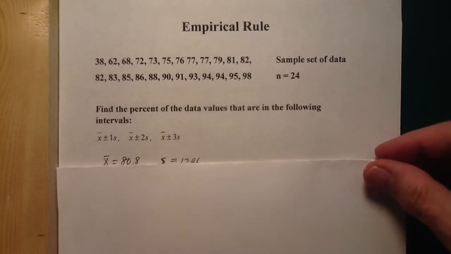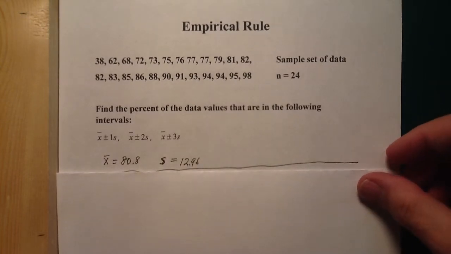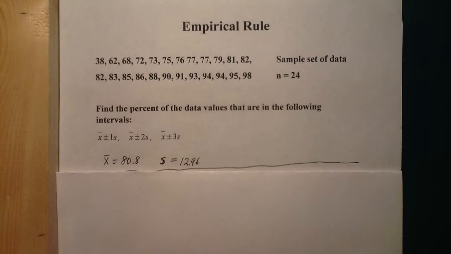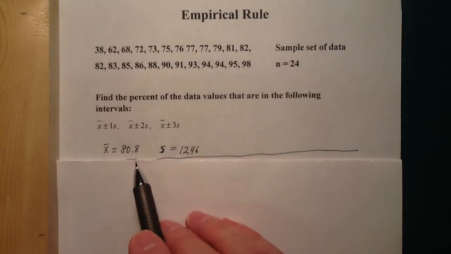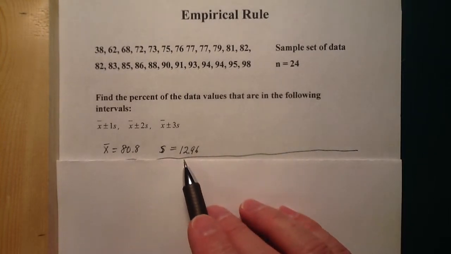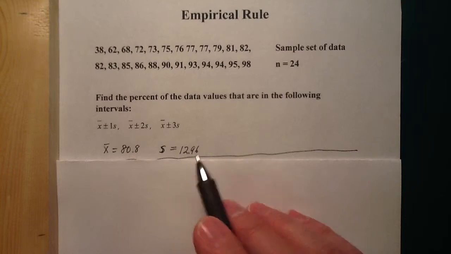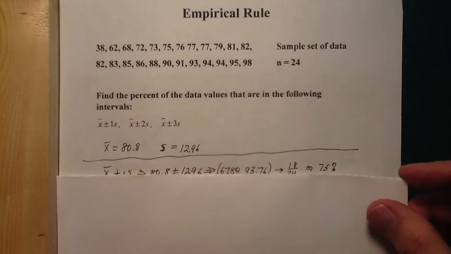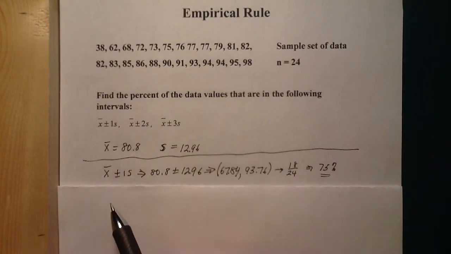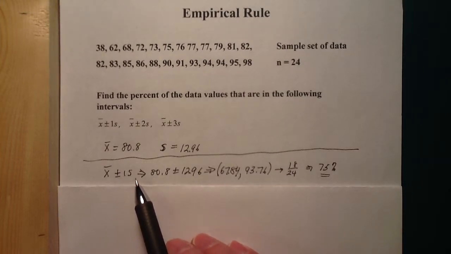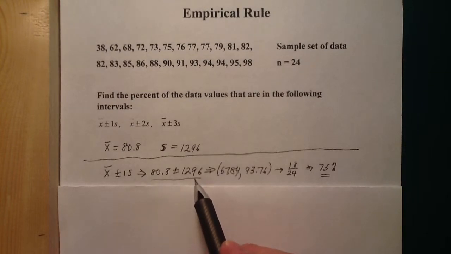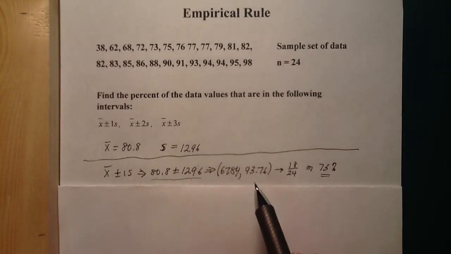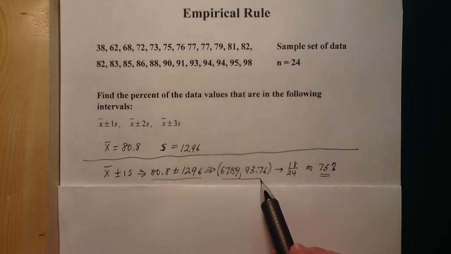So let's see, how do we do this? Now, in order to do this, we need to know what the mean and standard deviation are. And if we use a calculator or Excel, we can figure out that x bar is 80.8 and the standard deviation is 12.96. So let's take a look at that first interval, x bar plus or minus 1 standard deviation. Now that would be 80.8 plus or minus the standard deviation. That gives us an interval that looks like this.